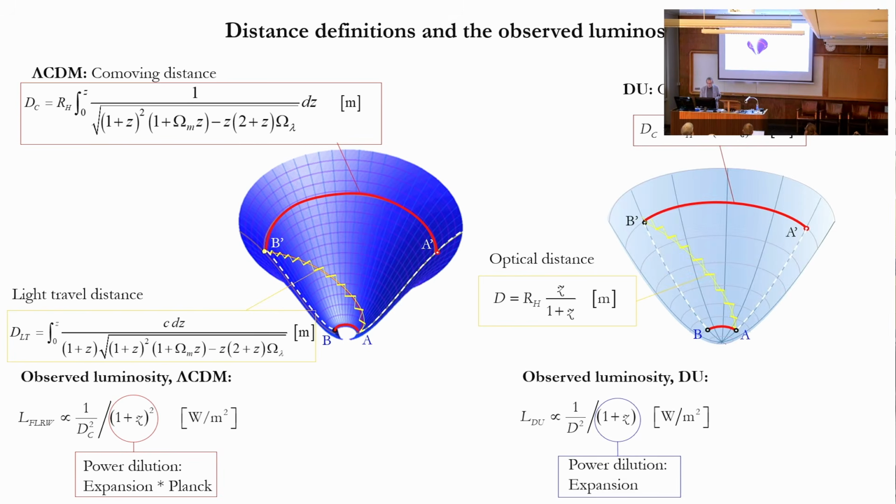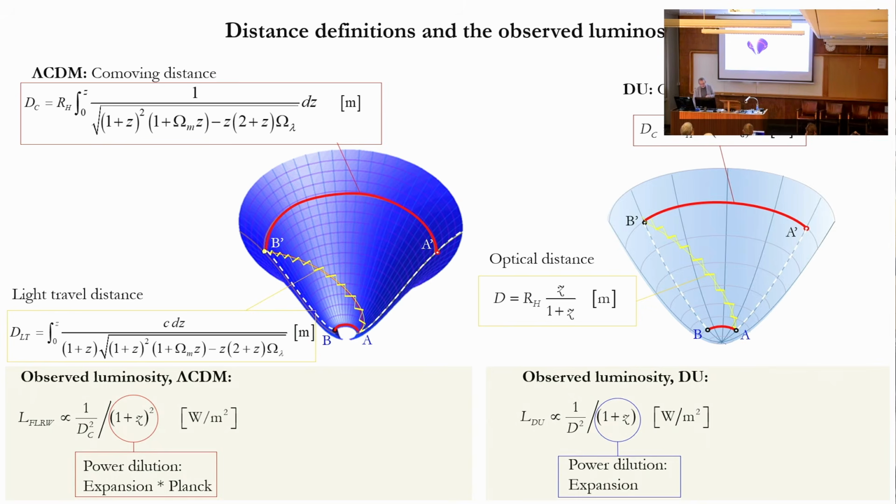I don't go into details here because time is running out, but I'd like to show you this. In standard prediction, which comes from the early 1930s, there are two effects which make it different from the DU prediction. We have power dilution here twice, which is a kind of lengthening, a kind of Doppler effect, and then the Planck effect.